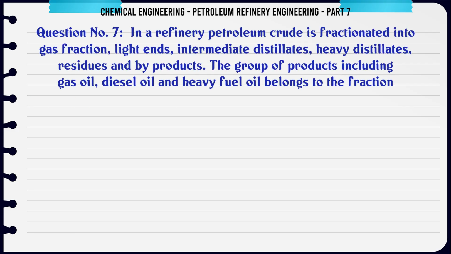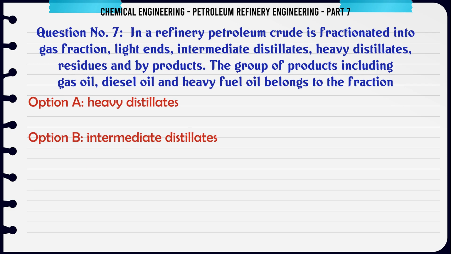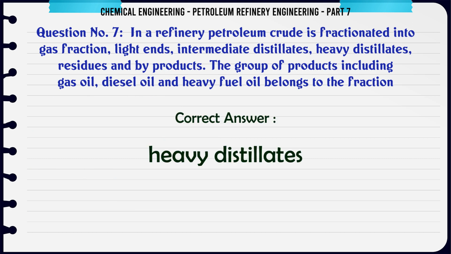In a refinery, petroleum crude is fractionated into gas fraction (light ends), intermediate distillates, heavy distillates, residues, and byproducts. The group of products including gas oil, diesel oil, and heavy fuel oil belongs to the fraction: A. Heavy distillates. B. Intermediate distillates. C. Light ends. D. Residues. The correct answer is heavy distillates.